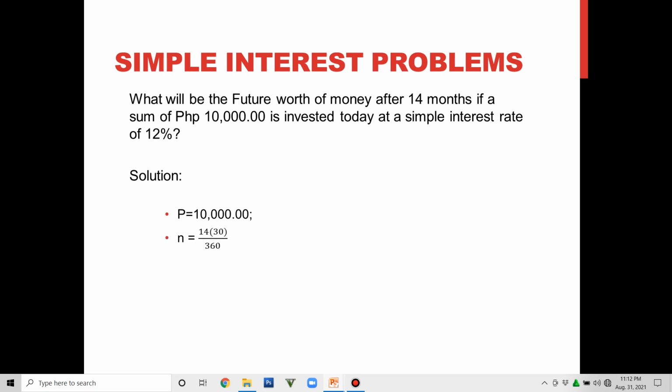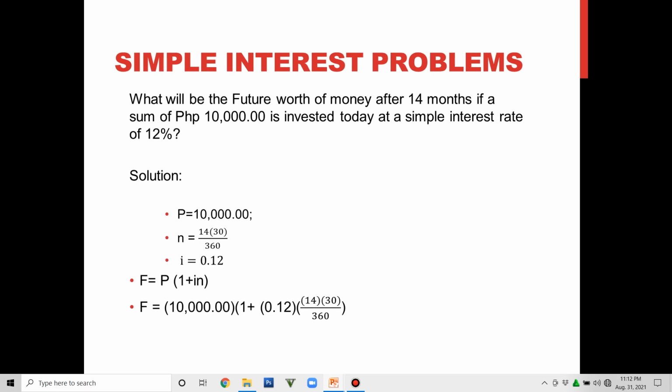We derive n. It is assumed that this is ordinary since wala namang exact date na binigay. So 14 months times 30 all over 360 with an i of 12%. So we'll just have to use this one. The future worth is equal to the principal times 1 plus in.